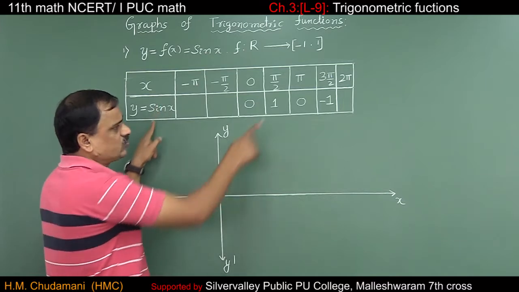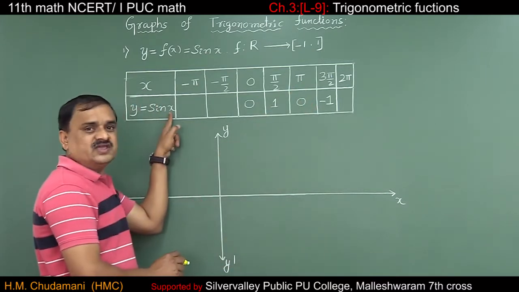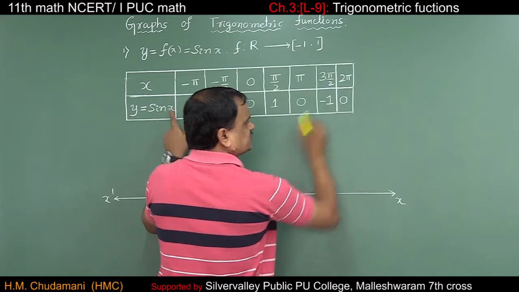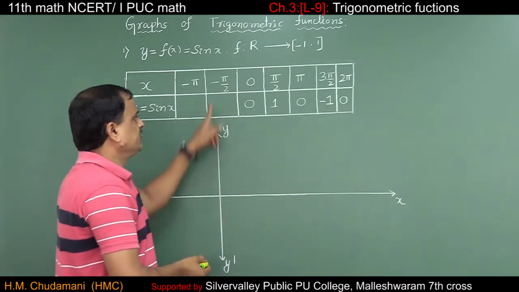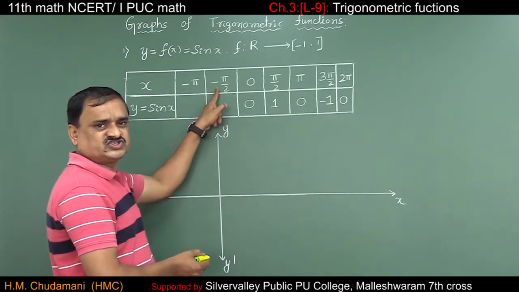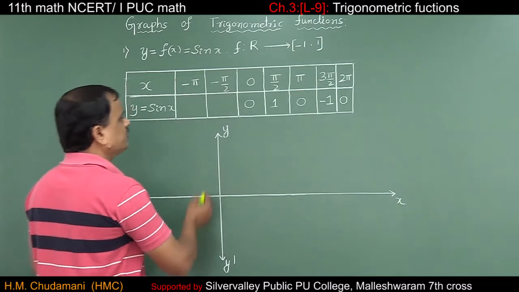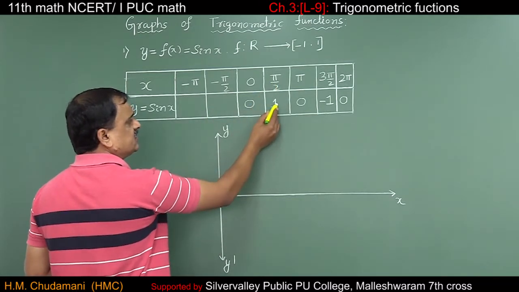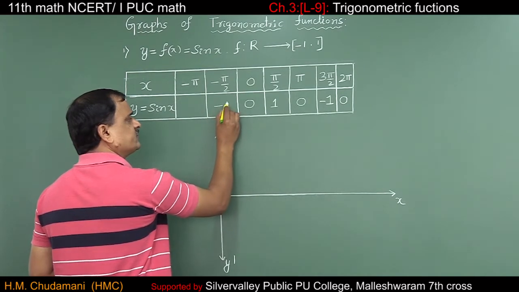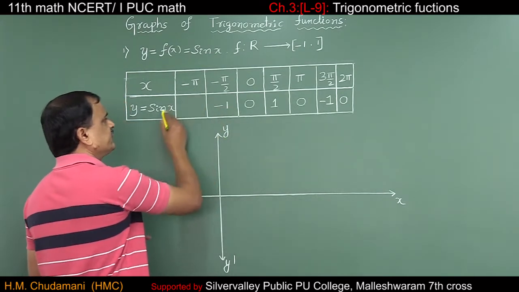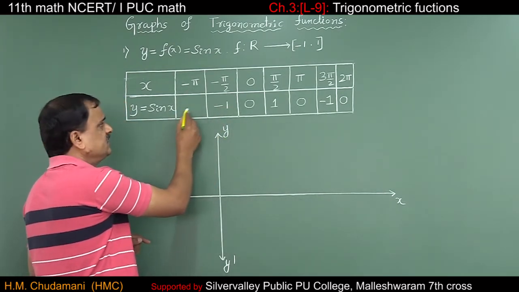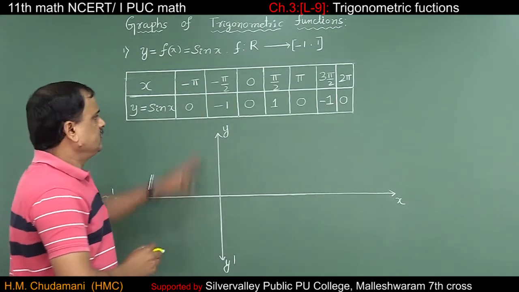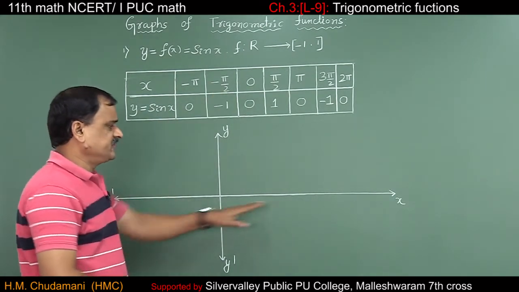When x is equal to 2 pi, sin 2 pi, sin 360 degrees, is 0. Sin of minus pi by 2 is minus sin 90 degrees, which is minus 1. Then sin of minus pi is minus sin pi, that is 0. Okay. Let us draw the graph of this.